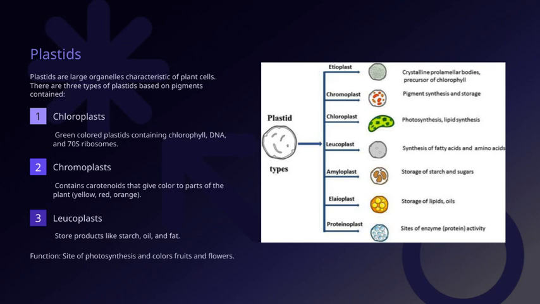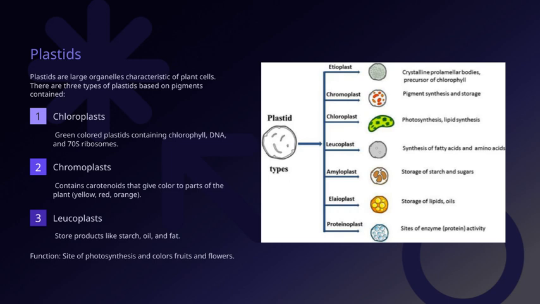Now, let's take a closer look at plastids. These are large organelles that are characteristic of plant cells. There are three main types of plastids, each with a specific function and pigment. First, we have chloroplasts, which are perhaps the most well-known. They contain chlorophyll, the pigment responsible for the green color of plants.